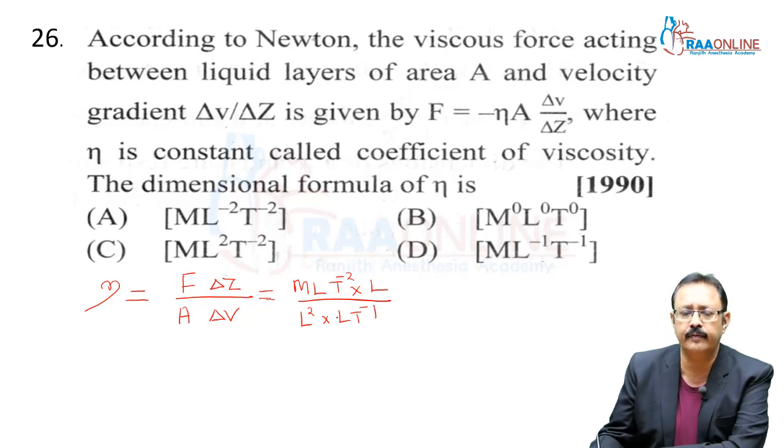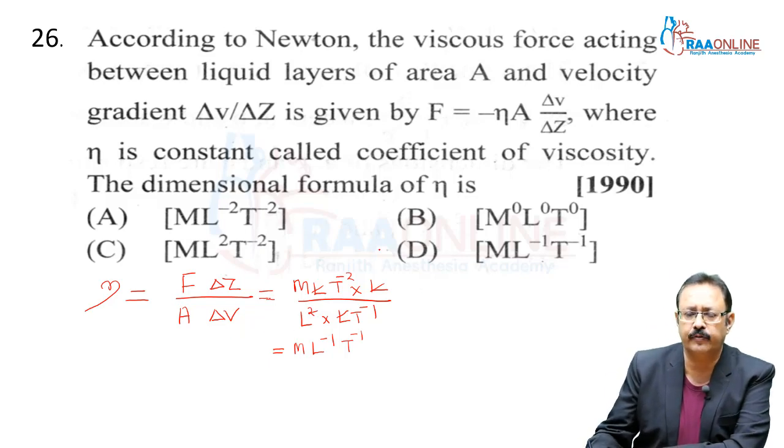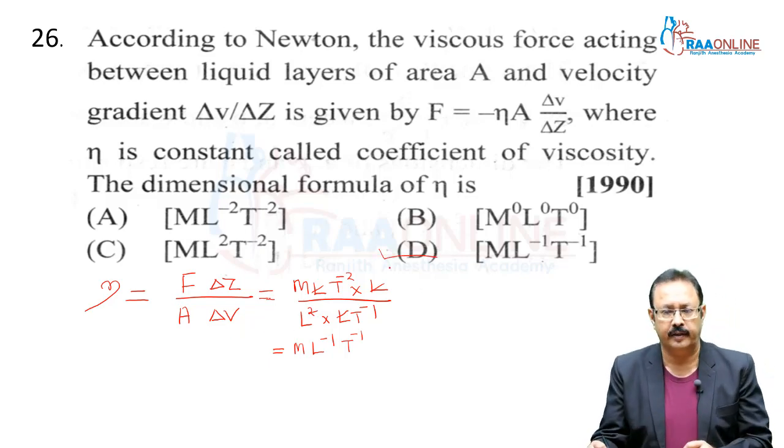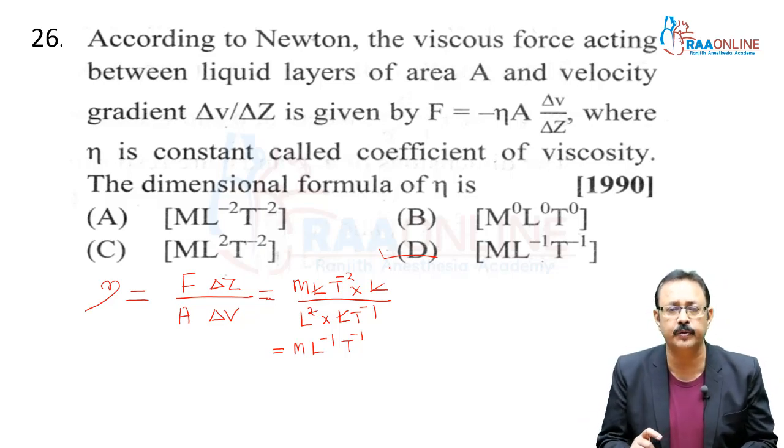So cancel this L with this L, one L with this. What we are getting? M. Take L in the numerator, L minus 1. Cancel one minus with this one minus, remaining one minus is there. So what we are getting? ML minus 1 T minus 1. It is the dimensional formula for the coefficient of viscosity.